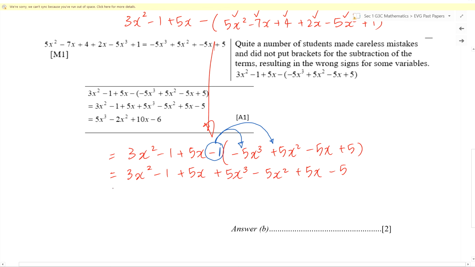And let's finish it off. You can do it in any sequence you want. I like to start with the bigger power first, so I have 5x cubed. There's only one x cubed term. Now let's look at the x squared terms. 3x squared minus 5x squared, we have negative 2x squared. We've got 5x plus 5x, that's a plus 10x. Minus 1, minus 5, that's minus 6.